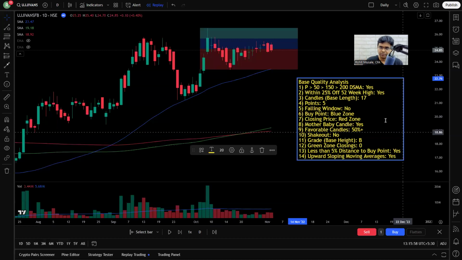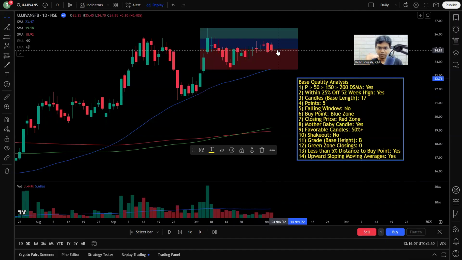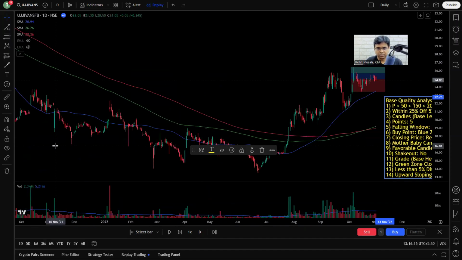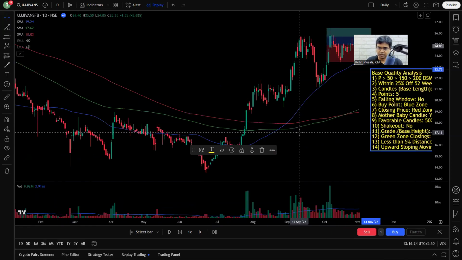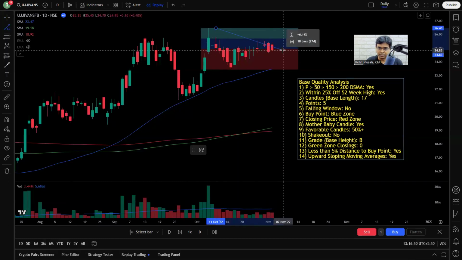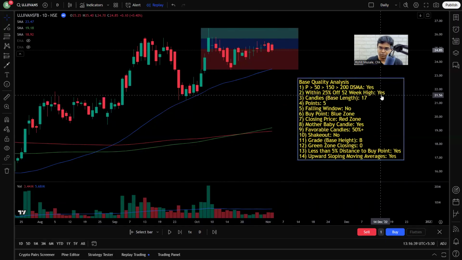We need this. Next, within 25% of the 52-week high: is the current price within 25% of the 52-week high? So how do you determine that? This is November 2022. Let's go to November 2021. What's the 52-week high from here to here? This is the highest price, so that's the 52-week high. From the 52-week high to the closing price, it's only 6%. So it is within 25% of the 52-week high. By the way, this is also a mandatory criteria, non-negotiable.